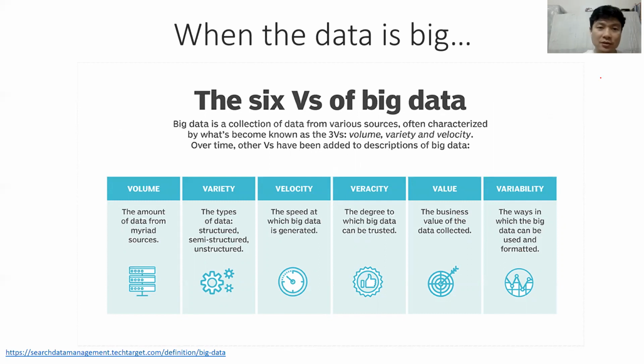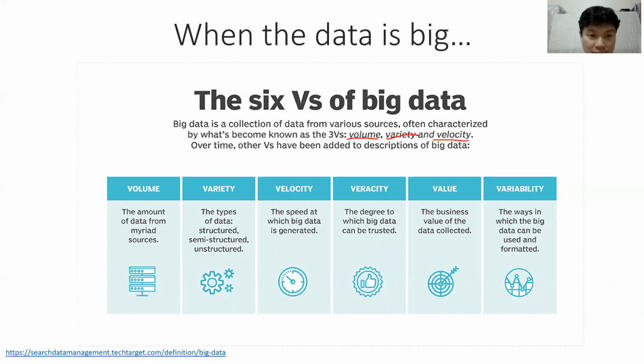So in the big data, at least there are 6 V. Okay, the V represent the properties of the big data. At the first time, the V was only 3. Okay, we have the volume, variety, and velocity. So the volume means the amount of the data. So the amount is very huge. Then that's why we can say it is big.